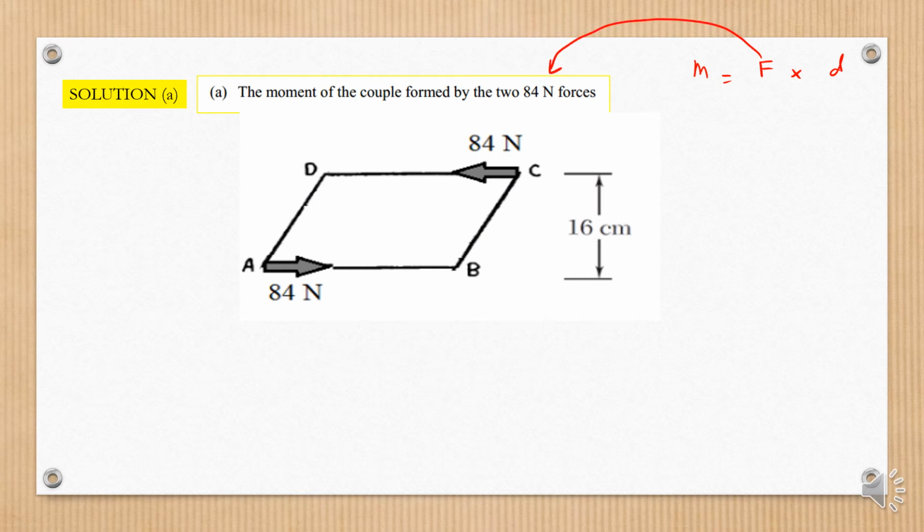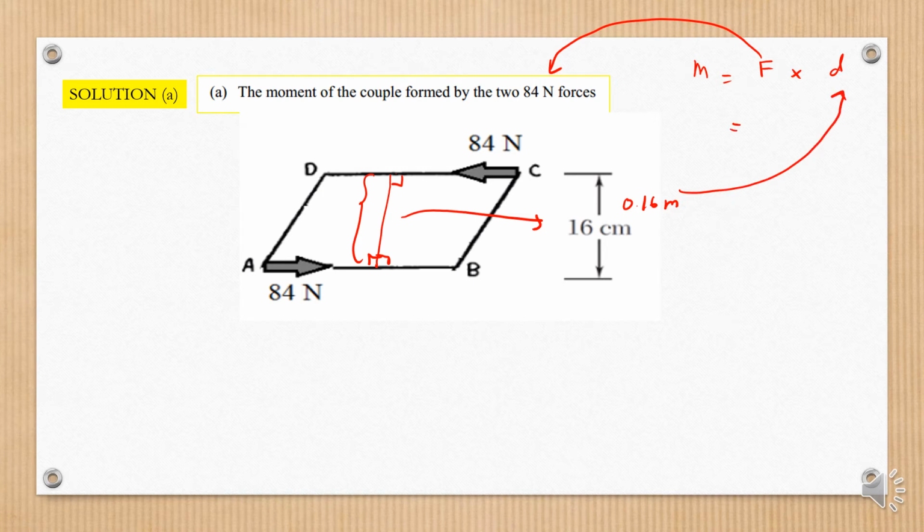What about d, the perpendicular distance? If you notice here, we just need to locate a ruler, it will be easier. Just place it between the two forces. This is the perpendicular distance between these two forces, in which d is given originally from the diagram, which is 0.16 meter.